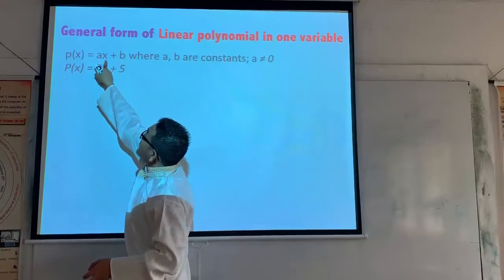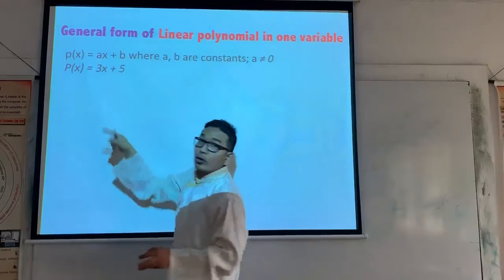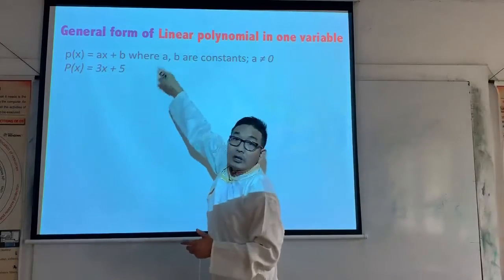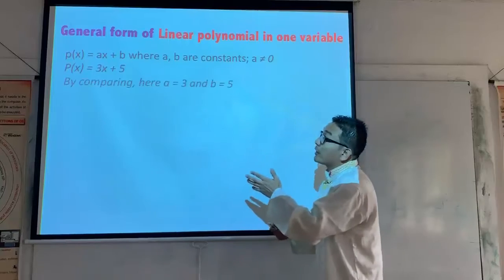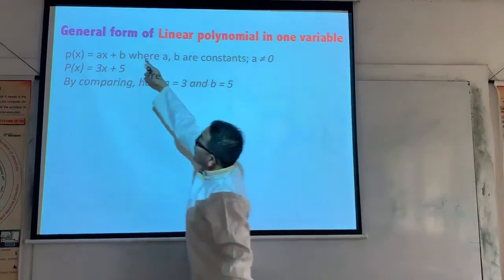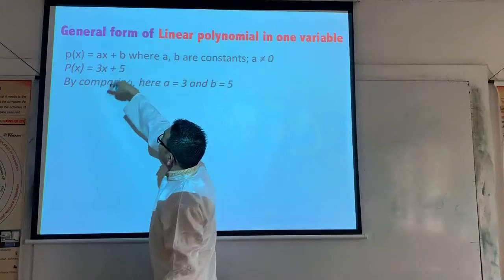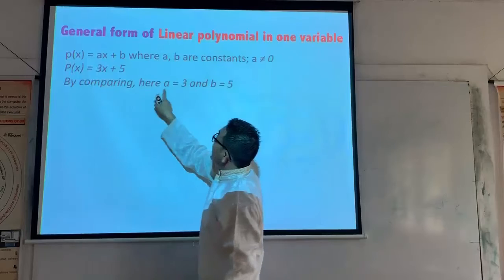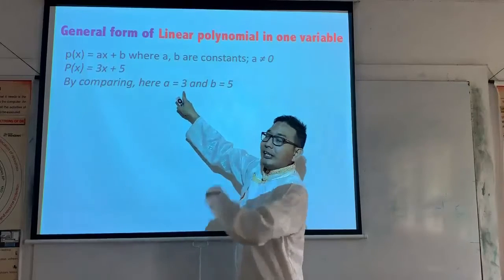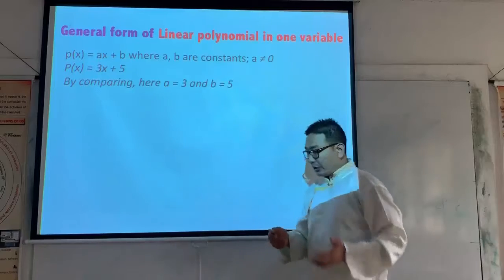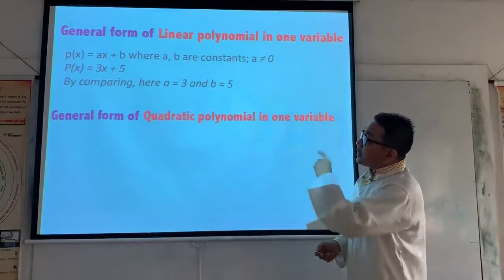There are coefficients of x, and coefficients of y, and the constant term. By comparing these two polynomials in general form, compare to the example, the coefficient of x is 3, so that here a is equal to 3 and b is equal to 5.